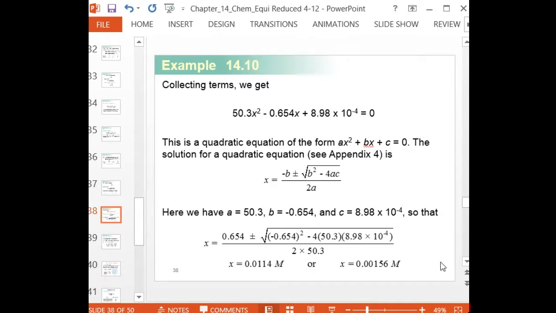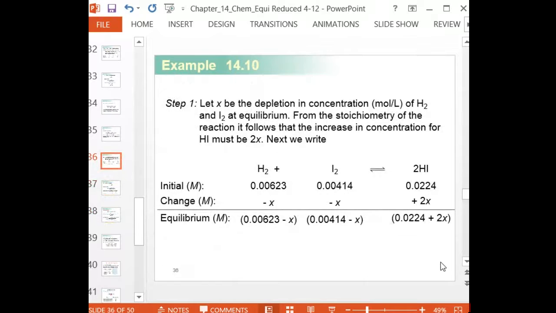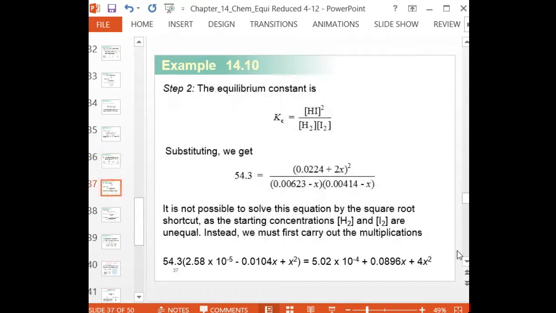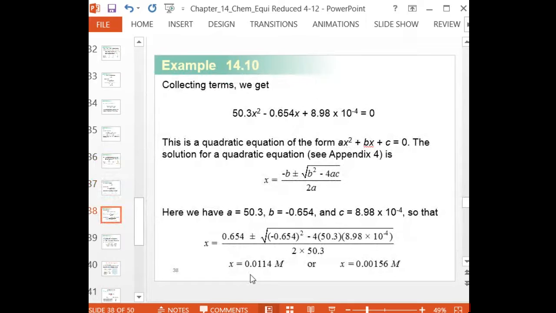How do I know? How can I know? Okay, I'll show you again. Your initial concentration of H2 is 0.00623, I2 is 0.0414, right? And you will get the x value. There are two x values you will get. So which one will be suited for that?